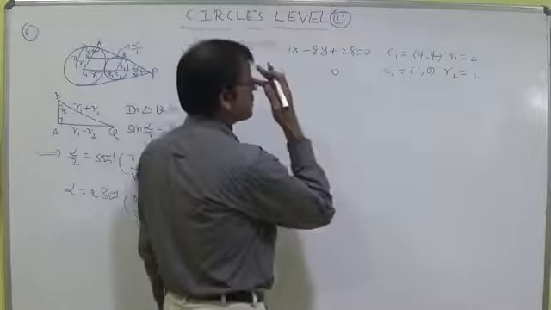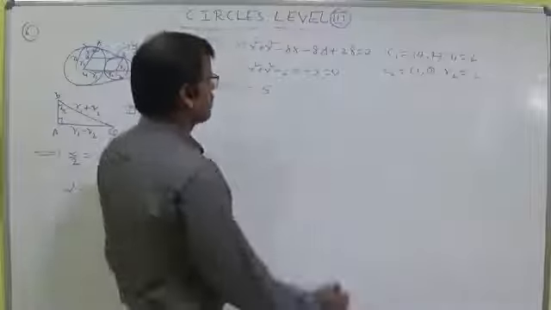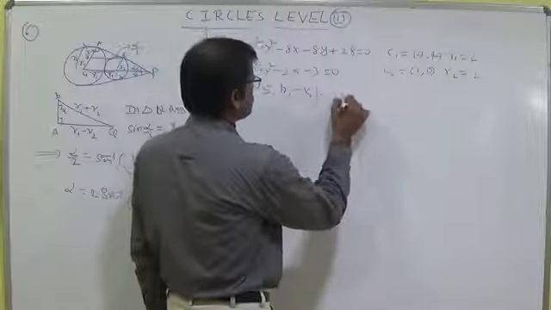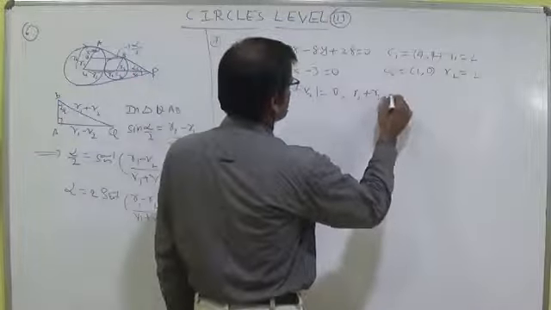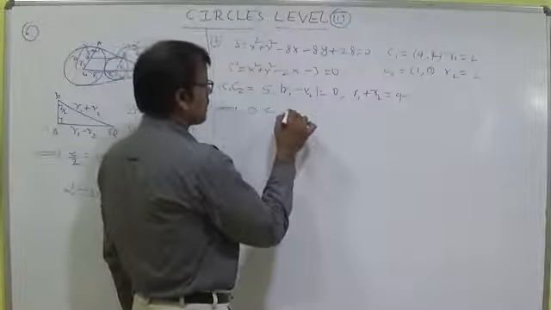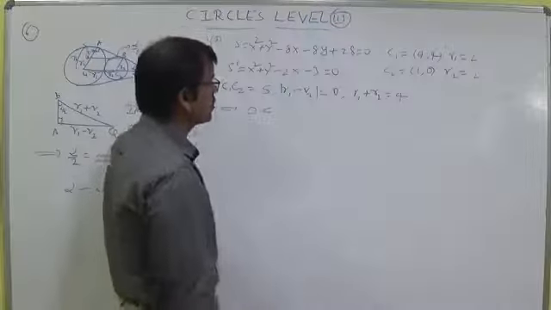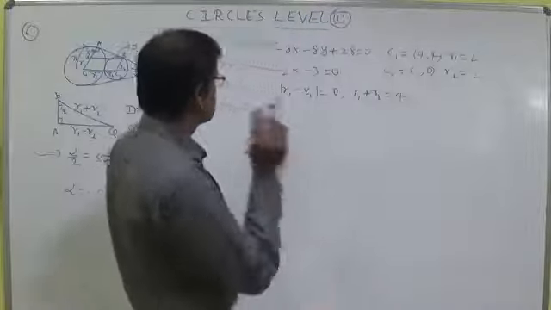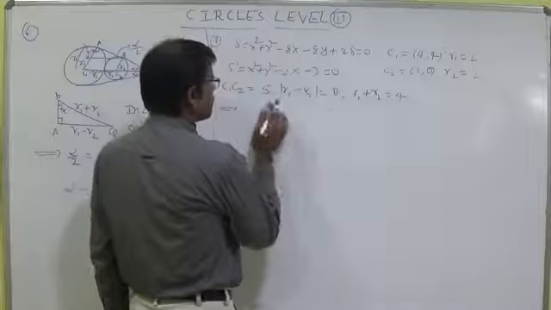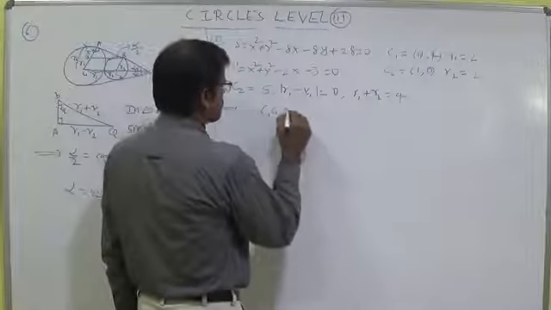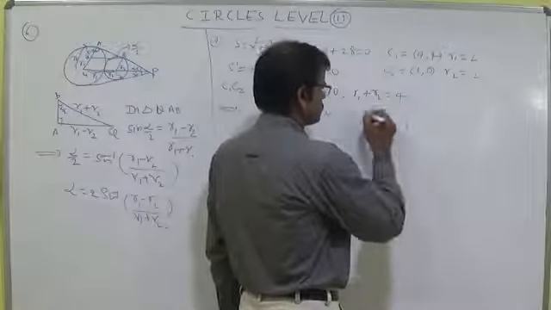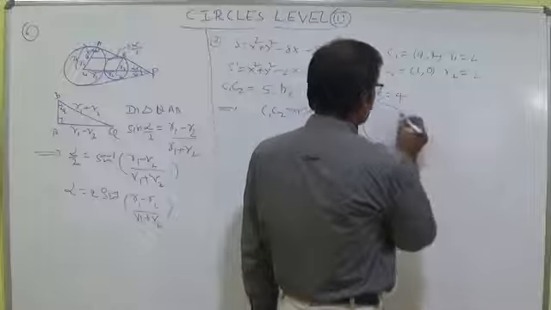4 minus 1 whole square, 16 plus 4, 9 plus 16 over root 5. Here modulus of R1 minus R2 equal to 0 and R1 plus R2 is equal to 4. That implies C1 C2 greater than R1 plus R2. I was thinking 0 less than modulus of R1 minus R2 less than C1 C2 less than R1 plus R2, no, it is wrong. C1 C2 greater than R1 plus R2, so the two circles lie external of each other. Draw like this.